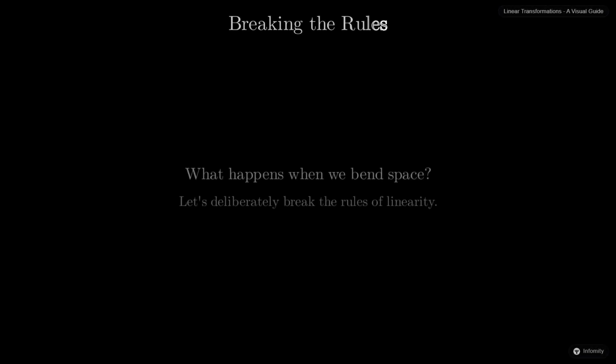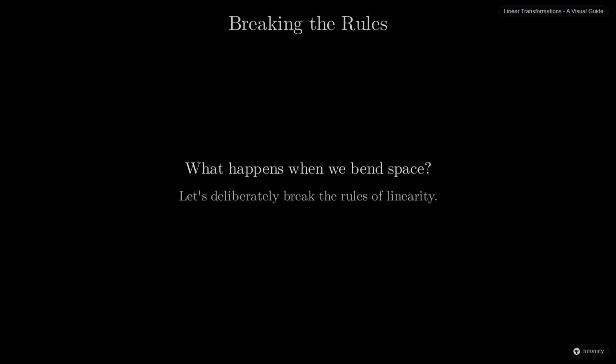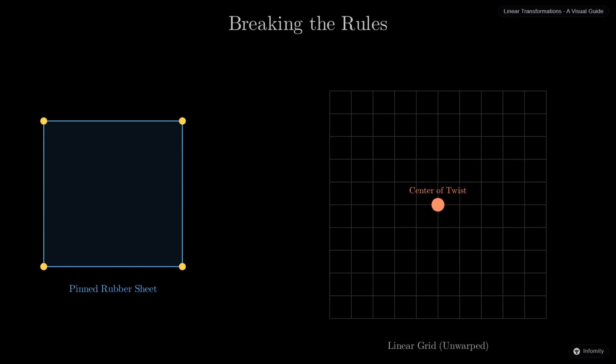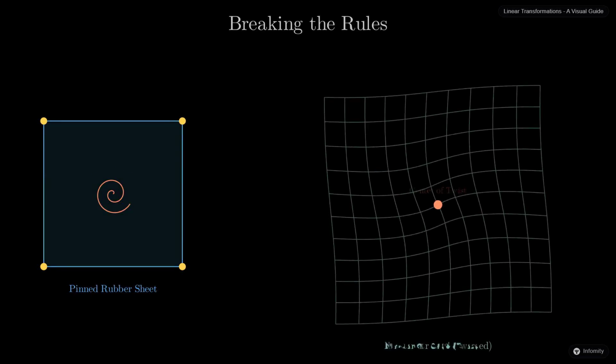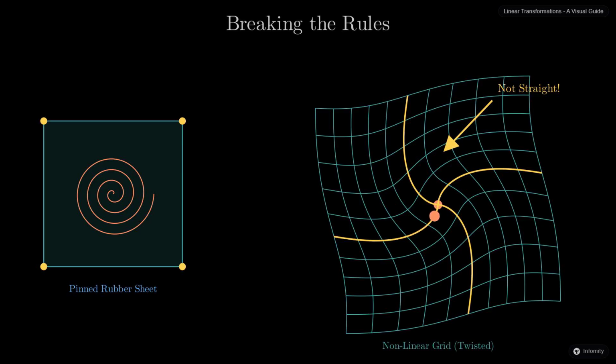To truly understand these rules, we must see what happens when we break them. What if we twist the center of our rubber sheet while keeping the edges still? The grid lines bend into waves. Because the lines are no longer straight, this transformation is strictly nonlinear.